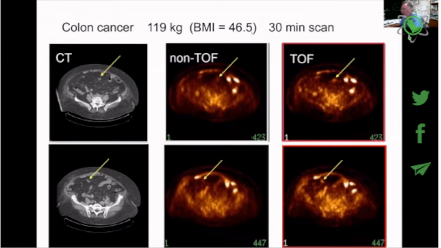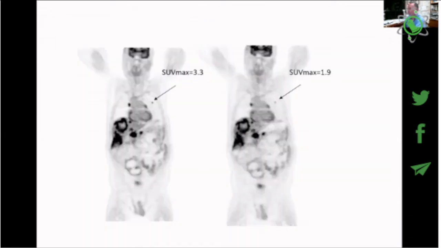And this is for a patient that is really very large with a BMI of 46.5. What's important to note is that when you acquire your PET data in time of flight, you can generate images both with time of flight and without time of flight at the same time. So with a scanner that is capable of time of flight imaging, you can generate both types of images, and you can identify the advantage of time of flight versus non-time of flight imaging.